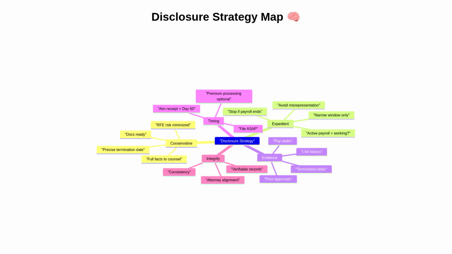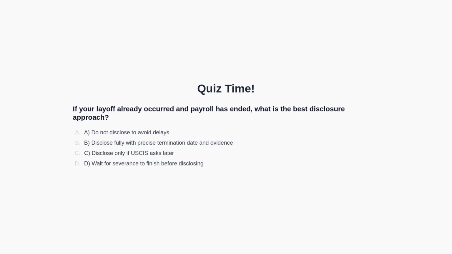Now let's reinforce this with a quiz. Here is your second quiz. If your layoff already occurred and payroll has ended, what is the best disclosure approach? A. Do not disclose to avoid delays. B. Disclose fully with precise termination date and evidence. C. Disclose only if USCIS asks later. D. Wait for severance to finish before disclosing. You may pause the video now to think about the answer. We will discuss the answer in the next section of the video.